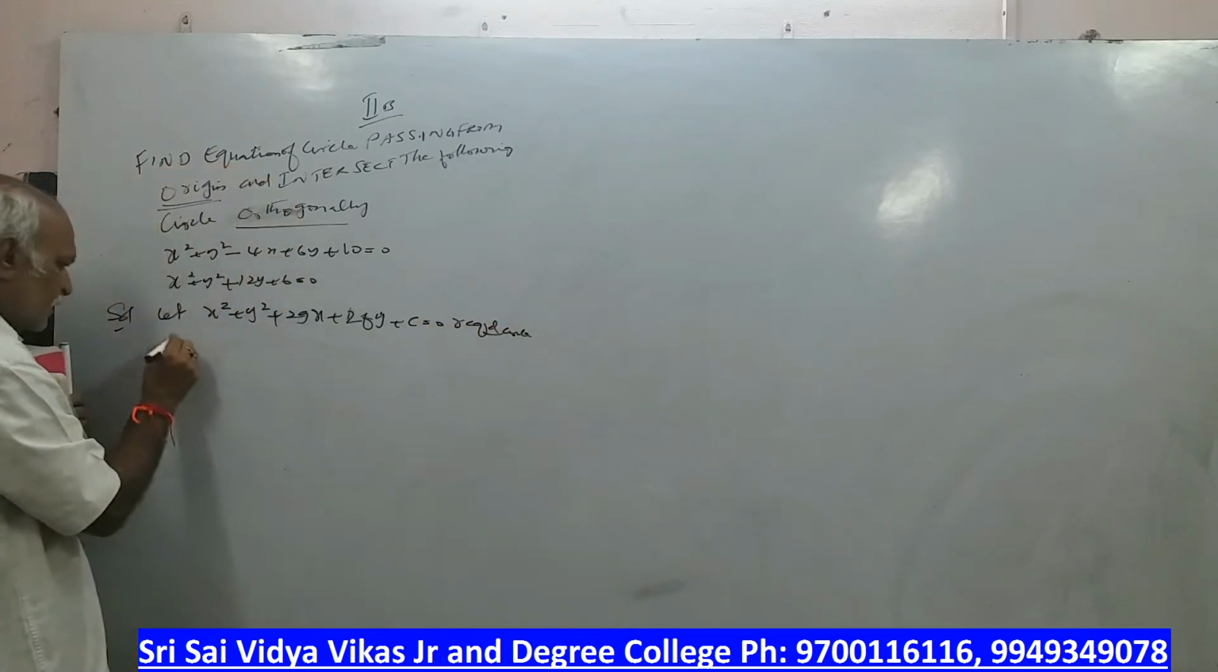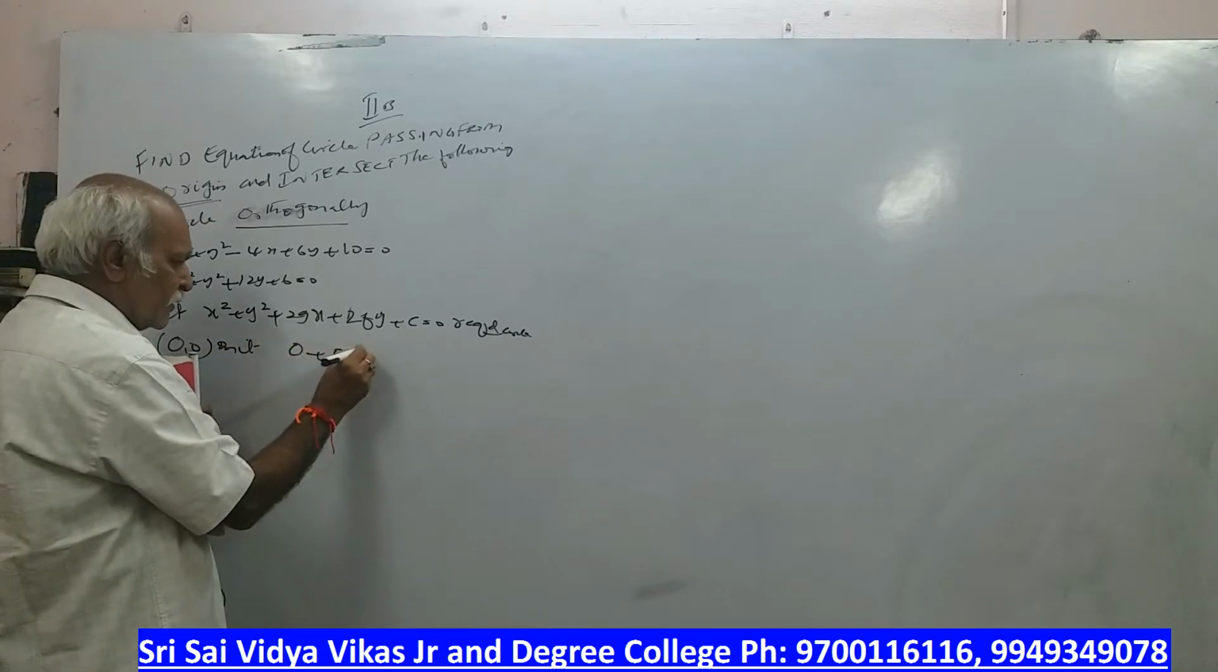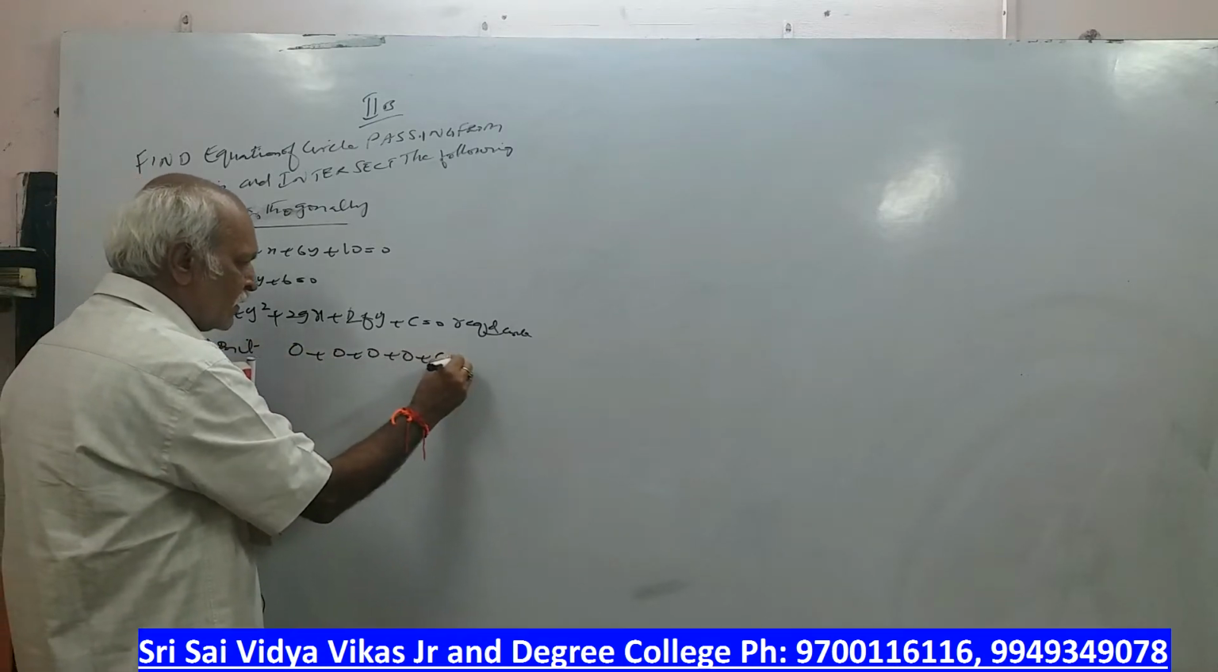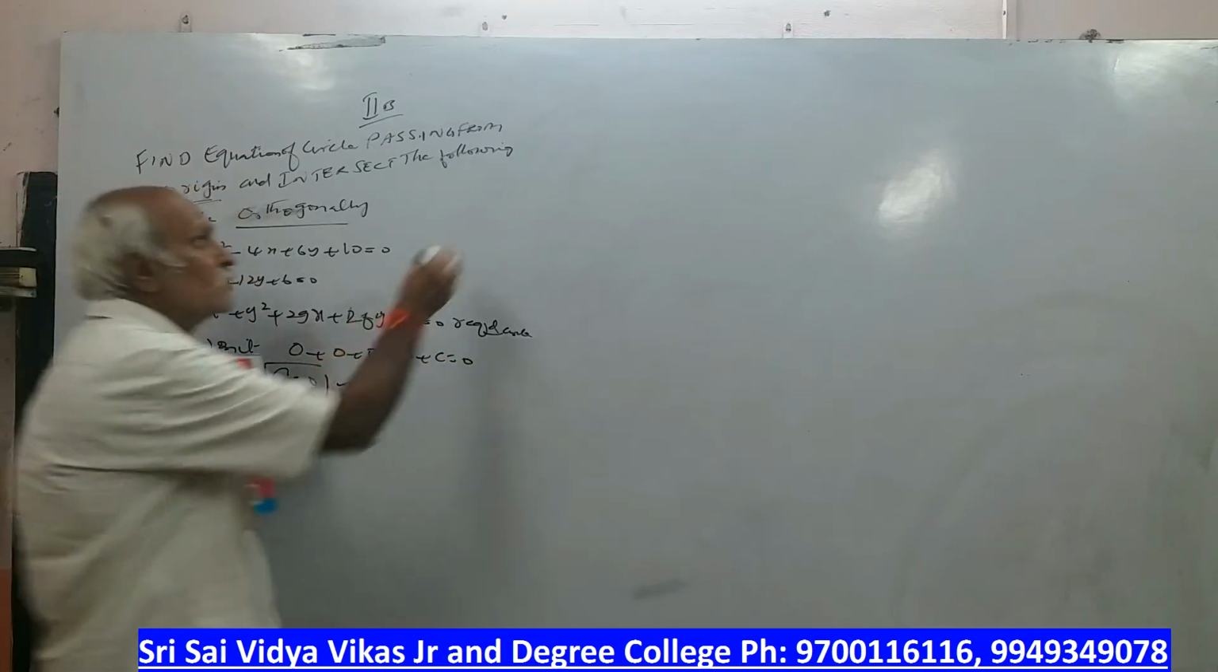So what is the point given? 0 comma 0 is on it. So 0 plus 0 plus 0 plus c, so c is equal to 0. So we got the c value.